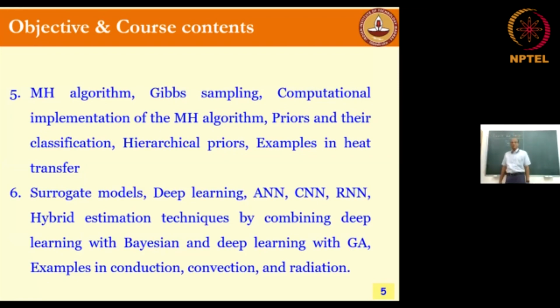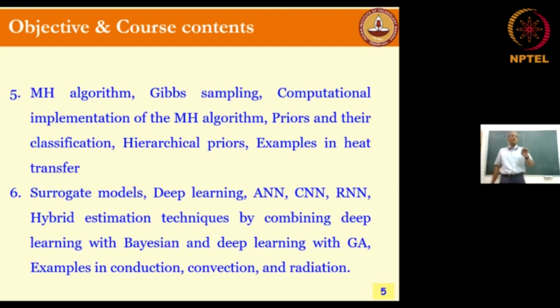Computational implementation of MH. Priors, what is the use of priors? Hierarchical priors is something which I did not tell you, but I briefly told you. Even if you don't have the mu and sigma of the prior, you can assume a Gaussian prior and treat the mean and sigma of the prior also as unknowns and retrieve them also. This is called a hierarchical prior. Okay, and then that information is jettisoned. I mean, you don't use that.